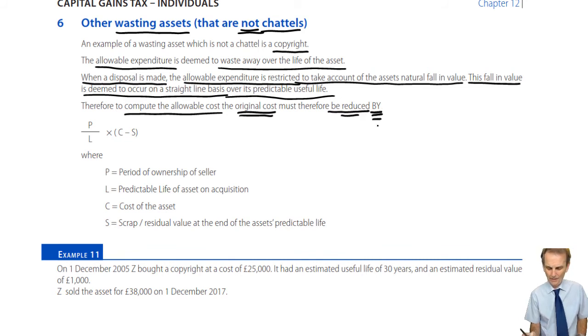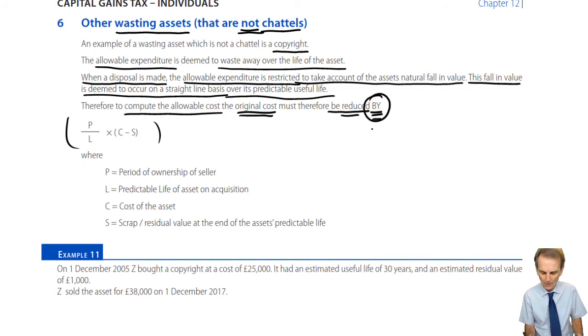by the following. Now be careful what we're saying. This is the amount that we're going to calculate here with this weird and wonderful calculation. The amount that the original cost must be reduced by, not to, by. So, what is this figure? P over L: period of ownership of the seller, over the predictable life of the asset when the seller bought it, on the acquisition of that.